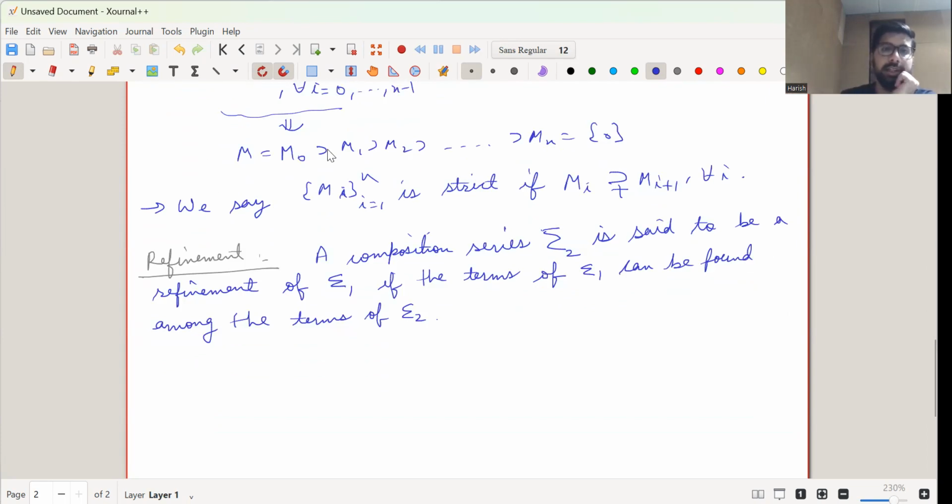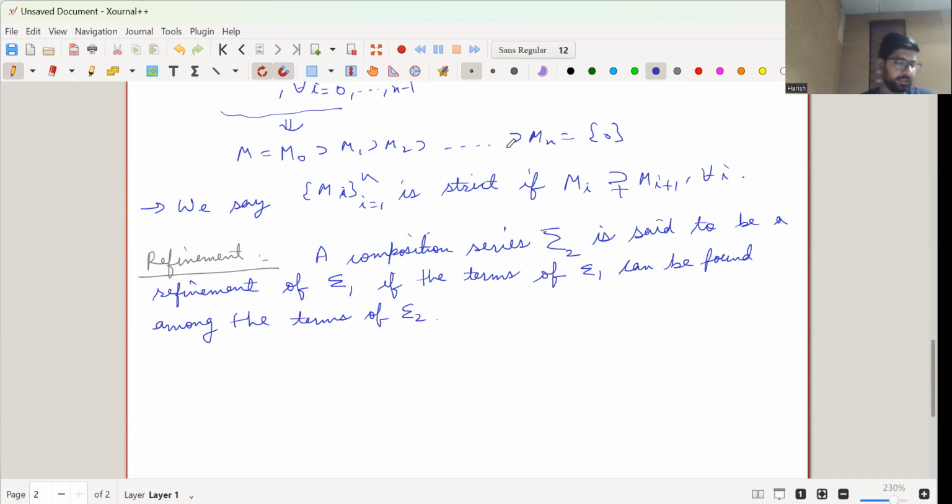For example, here you might just take m naught, m2, m4, and so on. That's a composition series, and then you add m1 in between m naught and m2, and all the terms remain the same. So it's a one-step refinement. Then you add m1 and m3 both. It's a two-step refinement. So a refinement is just, you have a composition series, you make a new composition series by adding some more submodules in between. Okay.